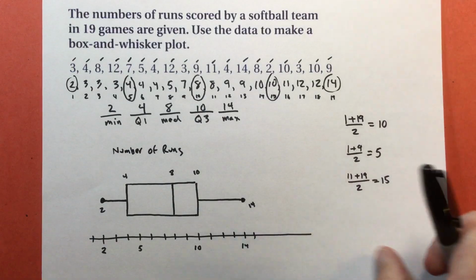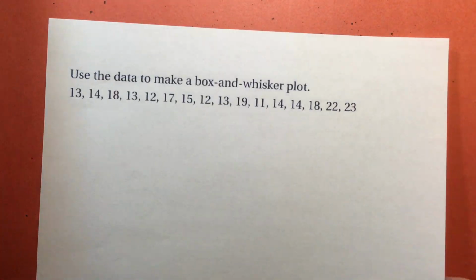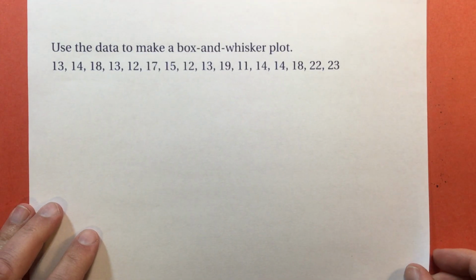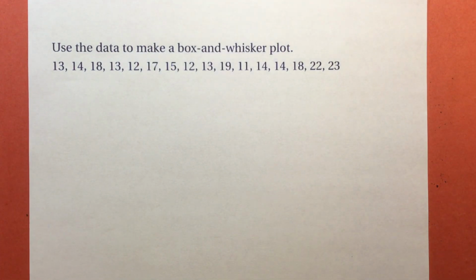All right, let's do another one, and you can always rewind and watch these videos again, and I'll be doing more examples in the example problems later. Okay? We're going to use this data to make a box and whisker plot. This one didn't give me a story with it, okay? So the first thing that we need to do is we need to put the numbers in order again.